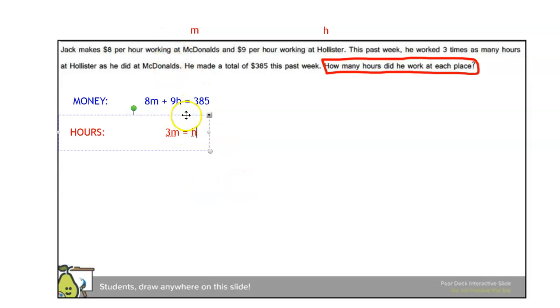Hopefully that makes sense, right? And let's test it out with our 2 examples, right? We said if there's 1 hour at McDonald's, there's 3 hours at Hollister.